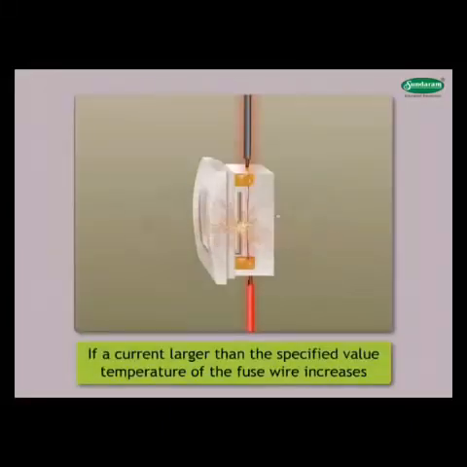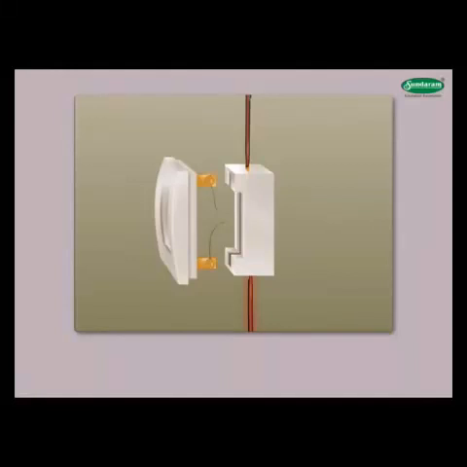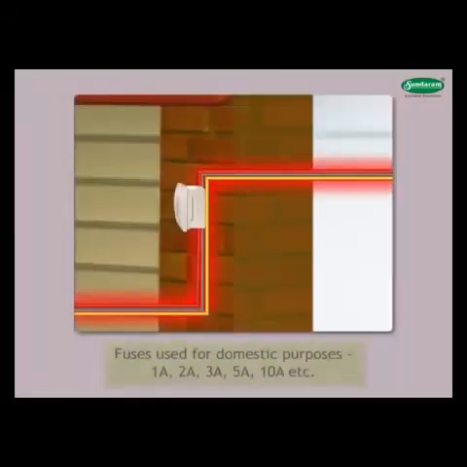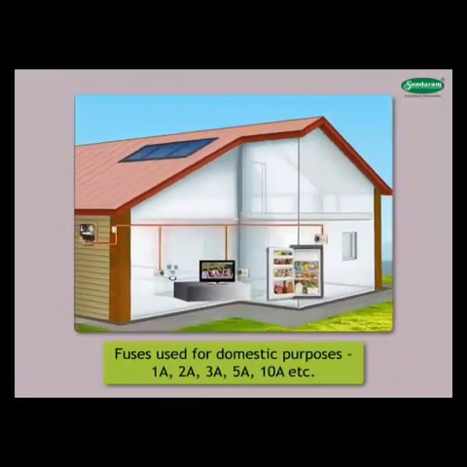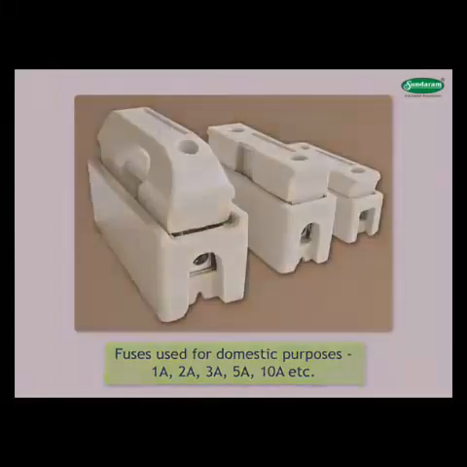If a current larger than the specified value flows through the circuit, the temperature of the fuse wire increases. This melts the fuse wire and breaks the circuit. The fuse wire is usually enclosed in a cartridge of porcelain or similar material with metal ends. The fuses used for domestic purposes are rated 1A, 2A, 3A, 5A, 10A, etc.